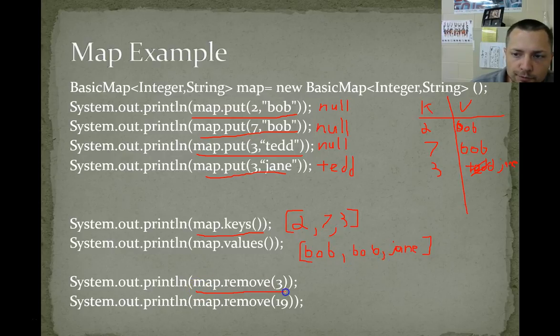If I were to remove 3, I would remove Jane, and she would leave the map. And now this key and its value is gone. If I were to remove 19, I would get back null. I couldn't find anything to remove with that key value. All right, we're done.